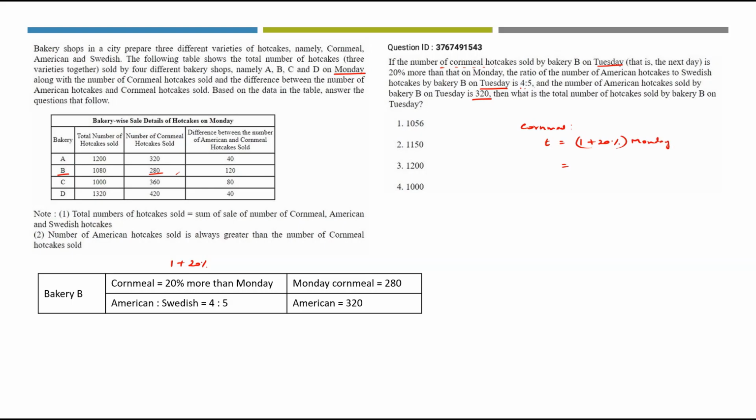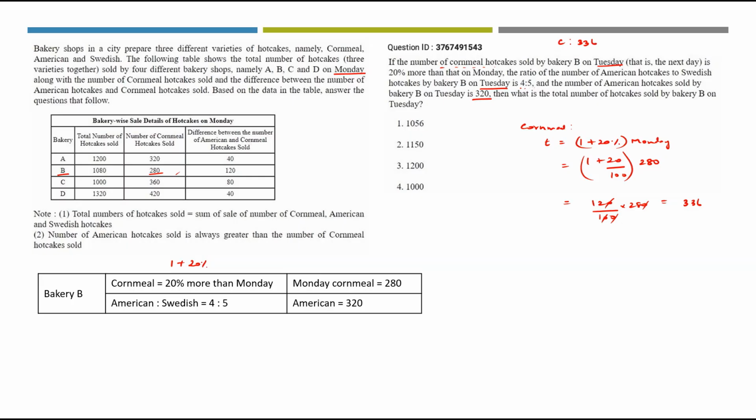So what is the Monday count here? It is 280 in bakery B. So this will be 1 plus 20%, which can be written as 20 divided by 100, into 280. Now let's find the LCM. This will be 100 plus 20, 120 by 100, into 280. We'll cancel this 0 and this 0. 28 into 12 will give a value of 336. The number of cornmeal sold on Tuesday will be 336.